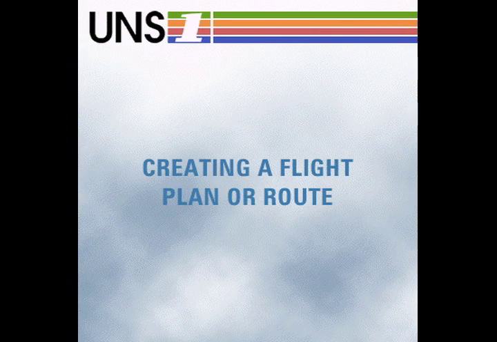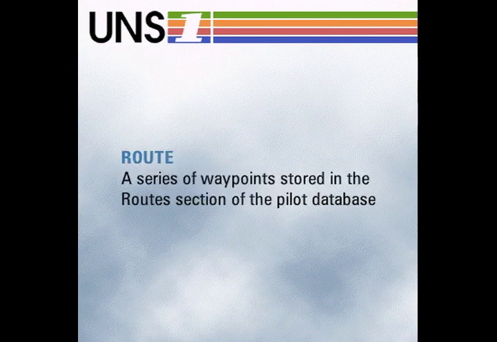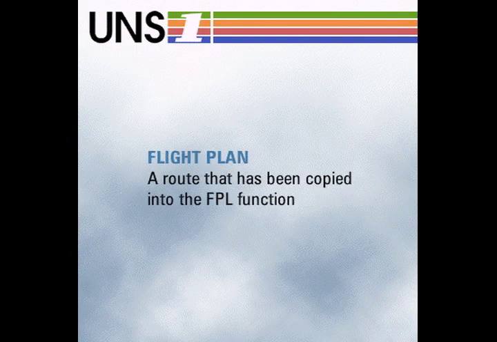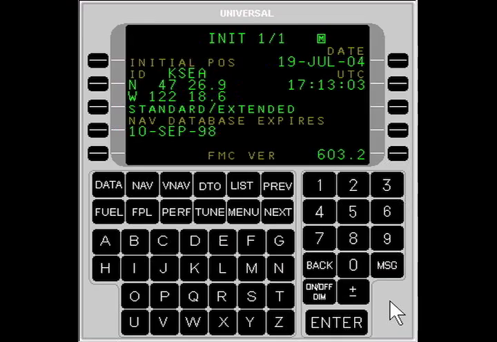Routes and flight plans are similar. A route is a series of waypoints stored in the Routes section of the pilot database. When a route is copied into the FPL or flight plan function, it becomes a flight plan. Flight plans and routes are created in the same manner, except that flight plans are created under the FPL key and are the waypoint routing the aircraft will actually fly, while routes are created under the Data key for long-term storage. A previously stored route may be copied to the flight plan from the Copy Route page.